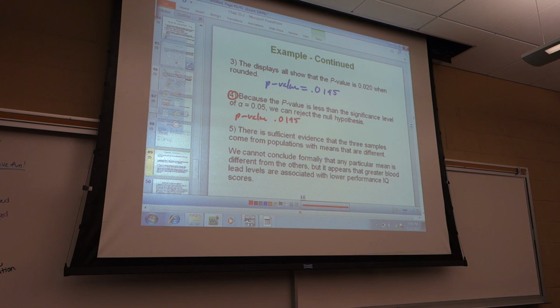So then for step 4, my p-value is 0.0195, and I need to write alpha with the same number of decimal places. So alpha is 0.05. I need to give it 4 decimal places also so that they match up. That makes my life easier. And then which one's bigger? 500 or 195? Yep, that one's bigger, so it means that the p-value is less than alpha, so it's unusual. Am I going to reject H naught or not? Reject, because my p-value is less than alpha. Whenever your p-value is equal to or less than alpha, it's unusual, and you reject H naught.